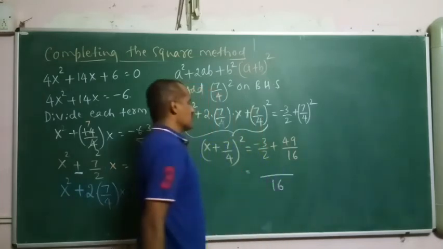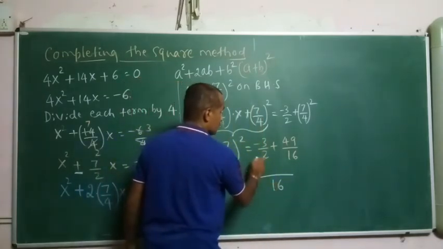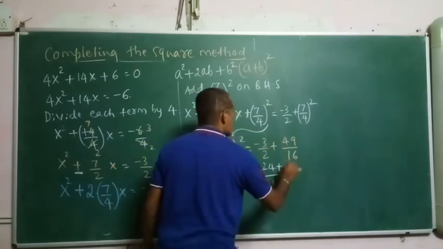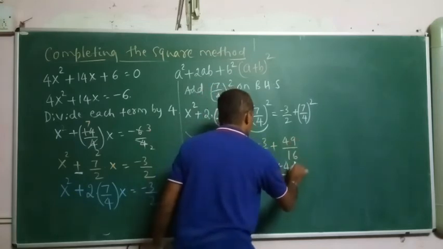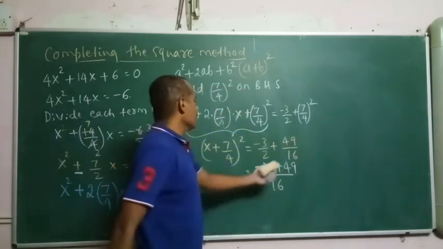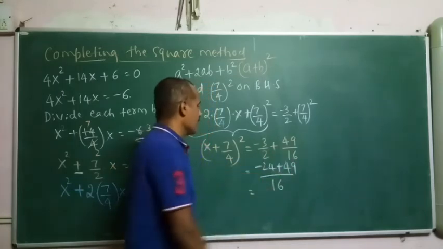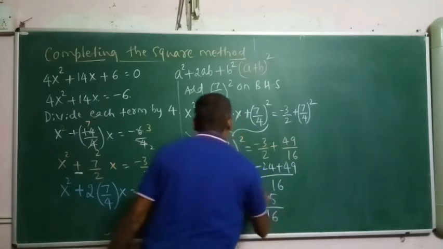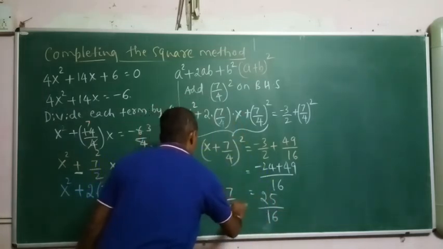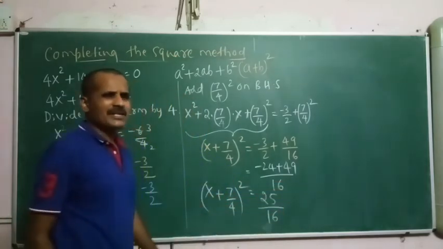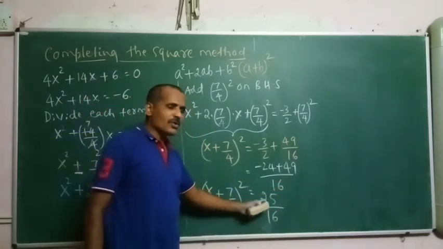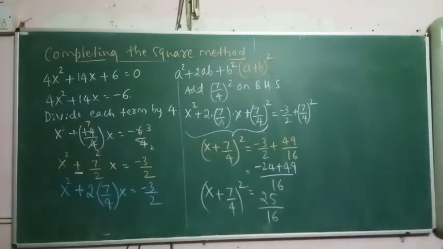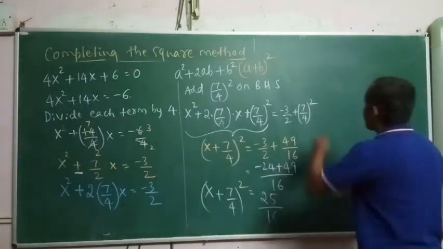Simplify the RHS. 2 8s are 16, so the first term is multiplied by 8. It is minus 24 plus 16 ones are 16, multiplied by 1, it is 49, which is equals to minus 24 plus 49. That is 49 minus 24 gives you 25 divided by 16. x plus 7 by 4 the whole square. See my dear children, almost everywhere we got perfect squares. And usually in the examination they will give you perfect squares. Don't worry.